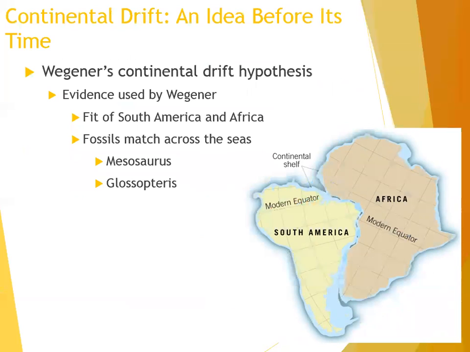Some of his first evidence comes from the fit of these two continents. When you look at them, do they look like they should fit together? The shapes? Absolutely. But it's not just a fit there. They do have a very similar coastline. The opponents to his theory said that coastal processes changed the coastline so they wouldn't fit.